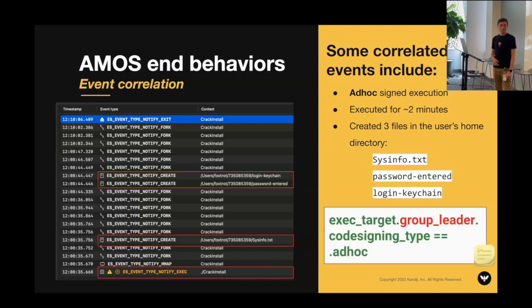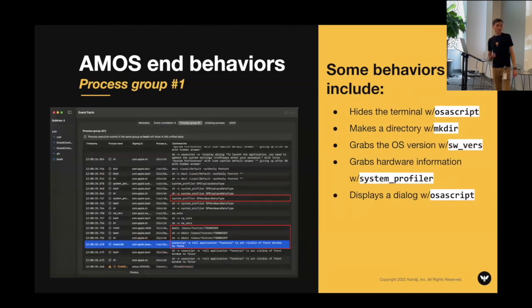The next thing we can notice is the sample executed for about 2 minutes, going up this process correlation tree here. It executed, and then it exited 2 minutes later. It also created 3 folders and 3 files, and those are all highly suspicious, like login, keychain, password entered. And if you look at these, they actually do contain the information they're describing. So now let's look at the process groups.